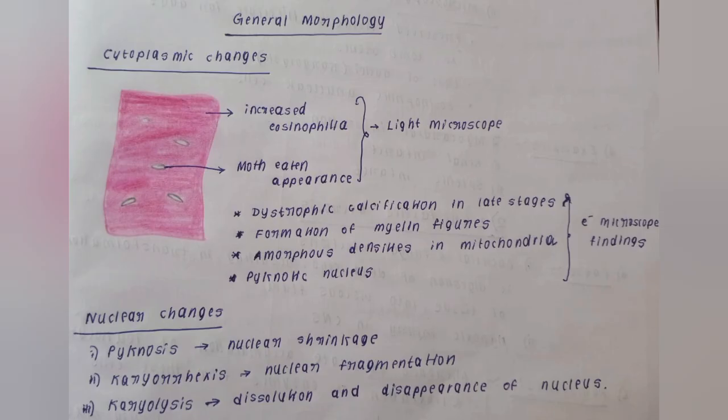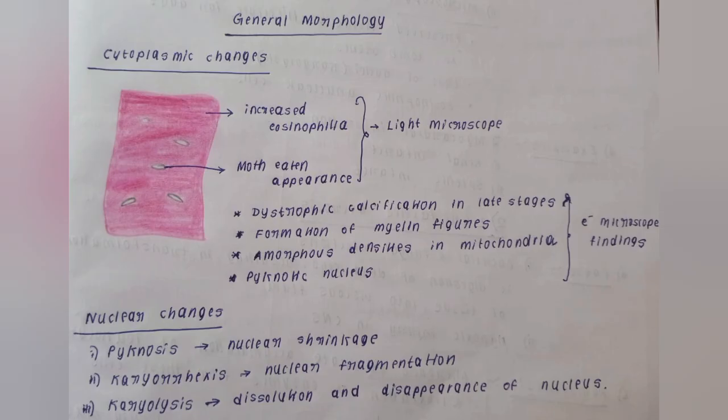So coming to general morphology, we will write two headings: one is cytoplasmic changes and one more is nuclear changes. Now, cytoplasmic changes, you can see in two ways. You can see it in the light microscope, and in the electron microscope, and I have mentioned both things here. So coming to the light microscope, the drawing I have drawn is from Ramdas Nayak. There you just draw that and show increased eosinophilia and moth-eaten appearance, which are the findings under light microscope.